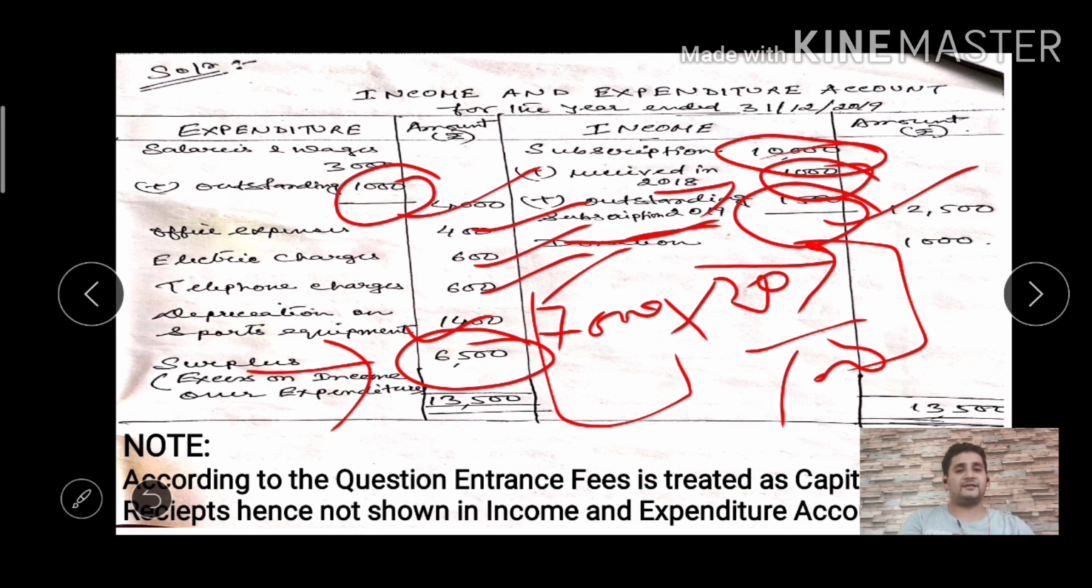I hope you all understand the practical part of the income and expenditure account. Very important, very easy. If you practice every day, I think you will clear all the doubts regarding the items related to the income and expenditure account.